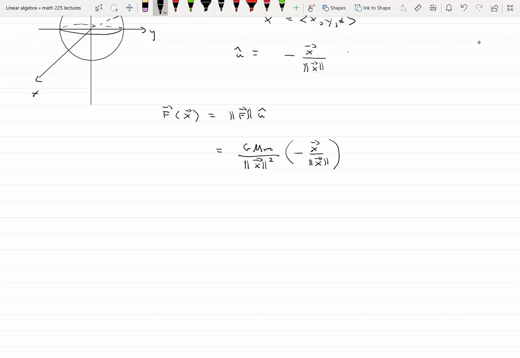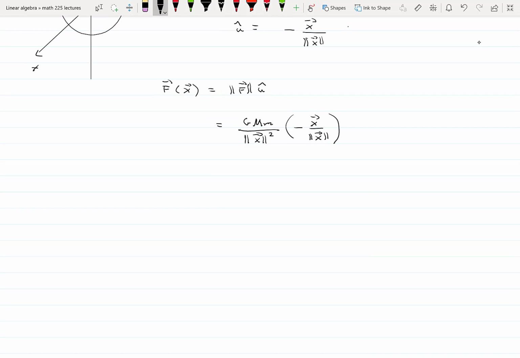Again, we did all this in section 6.1, but I wanted you to see it again because we're going to move forward from this formula to the concept of a conservative vector field. If we multiply all this out, or simplify a little bit, we get negative G big M small m over the magnitude of the position vector cubed, times the position vector x.